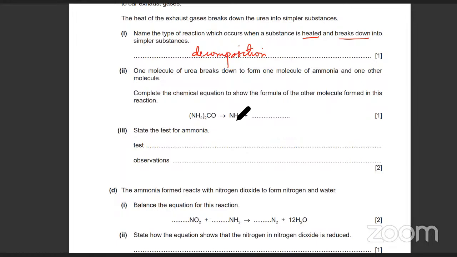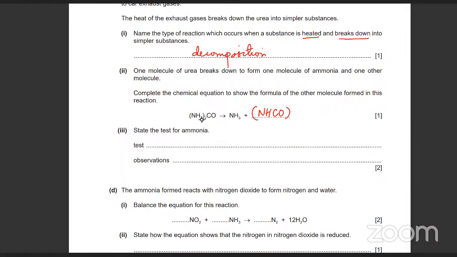Basically, whatever is left over, minus NH3 out of it. So there's one N left, right? How many H's are left? There were 4 H's, 3 went to NH3, so you're left with just 1 H. And you're left with C and O as well. So that's the molecule. Is that clear?